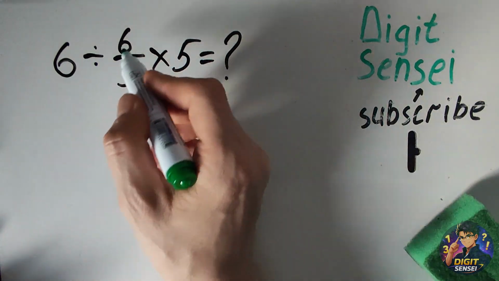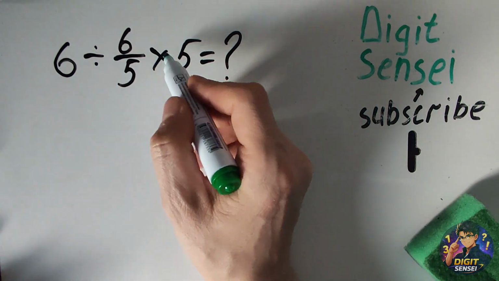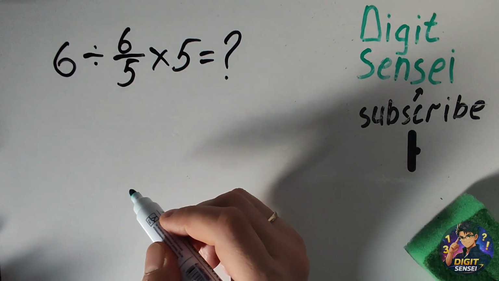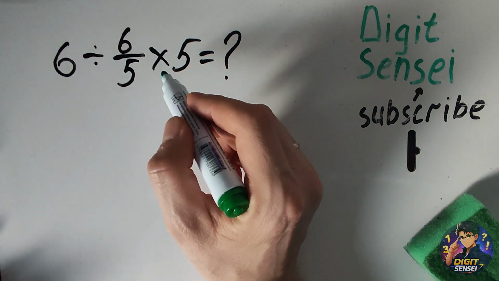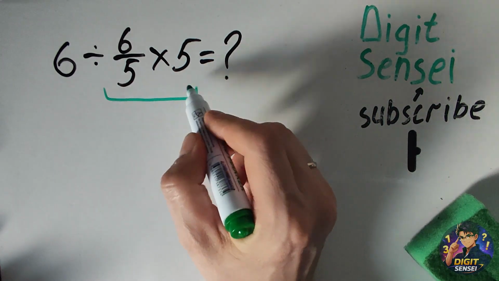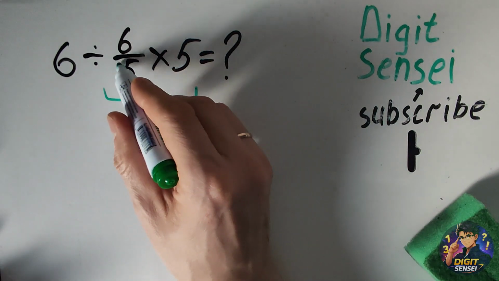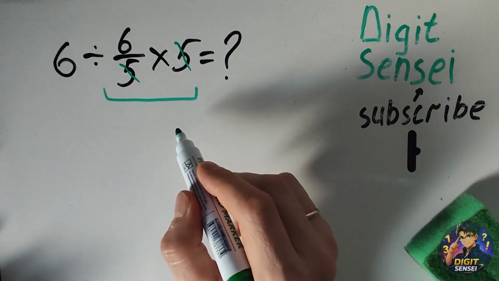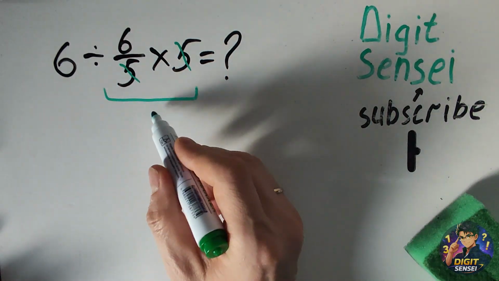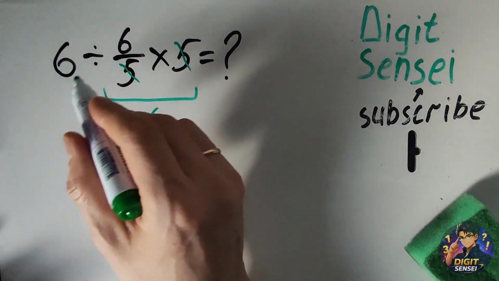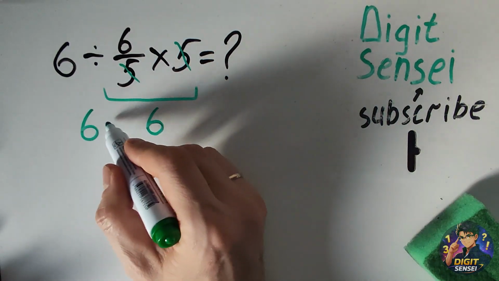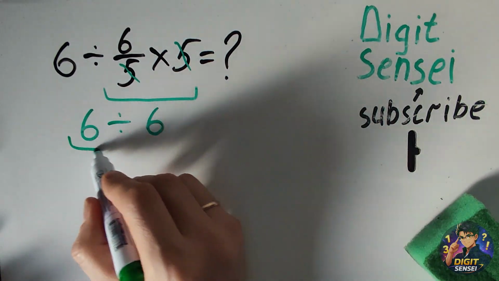6 divided by 6 over 5, then times 5. First we do this multiplication: 6 over 5, then times 5. We can easily cancel this 5 and this 5. So here we have just 6. And 6 divided by 6 gives us 1.